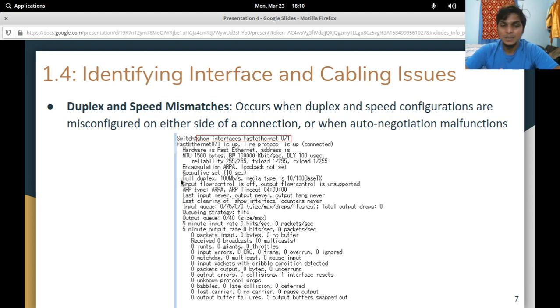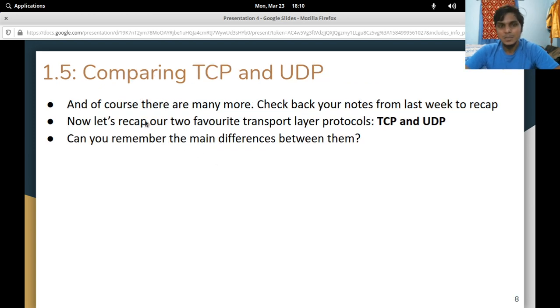In modern networks, there really is no need for half duplex. Most of your stuff should be running at full duplex and either 100 megs or a full gig or 10 gigs or more, and both sides should be matched with those parameters. Of course, we have many more issues, so check your notes from last week to recap some more of those issues, in case anything I just said sounded Spanish to you.